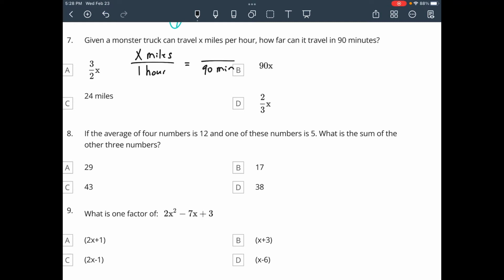But if you notice, I have minutes and I have hours. I can't have different times or different kinds of units. So what I'm going to do is turn this hour into minutes. That's 60 minutes. And then we're going to cross multiply and divide.